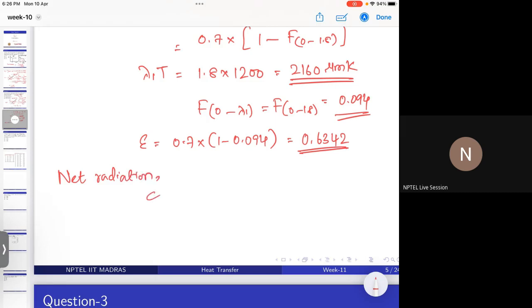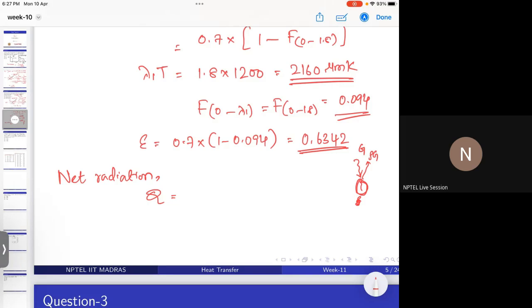So the net radiation is, some part is incident, let it be G. And some part is getting absorbed, and some part is getting reflected. Assuming there is no transmissivity, some part of radiation is coming, some part is getting absorbed and some part is getting reflected.